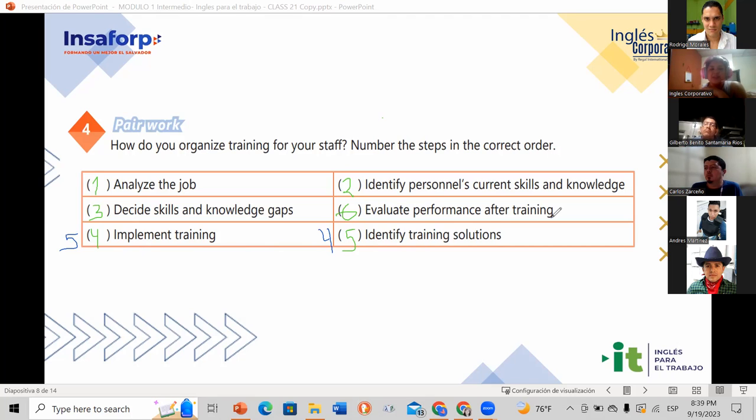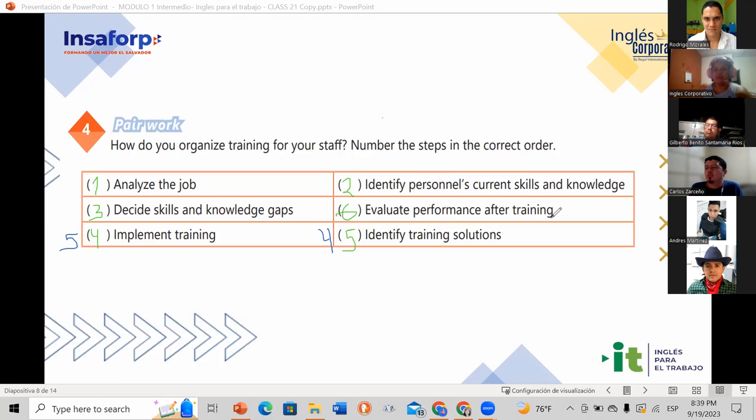So you are going to decide which skills you are going to work with. Okay, knowledge gaps means like que les falta, okay? That is a knowledge gap. Como espacios. Que deficiencias. That is correct. What they need to complete, okay?